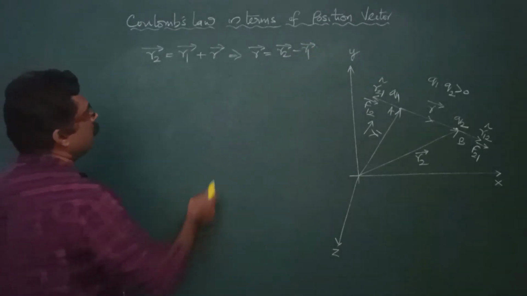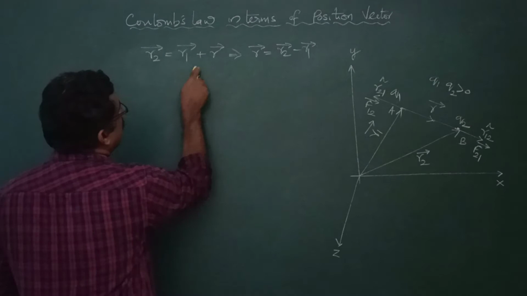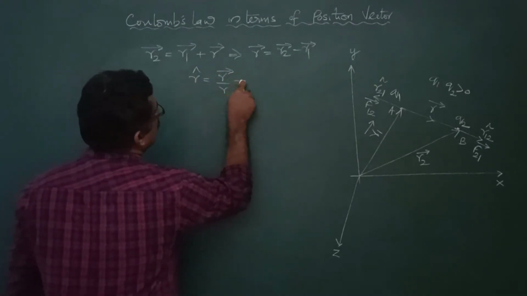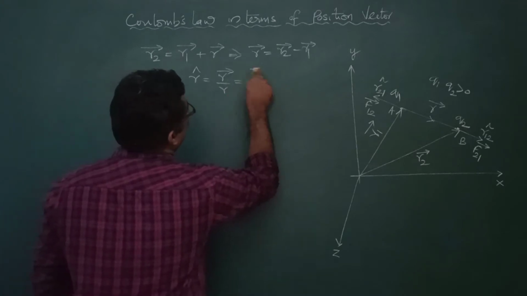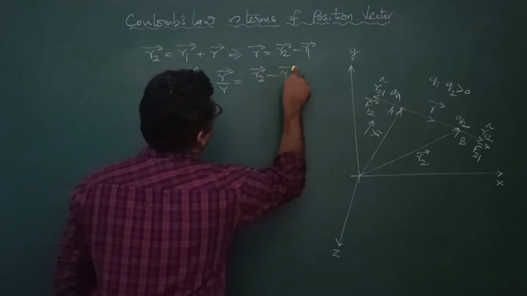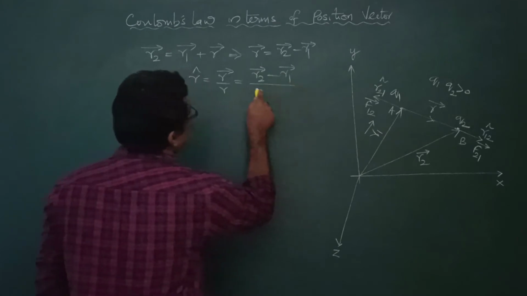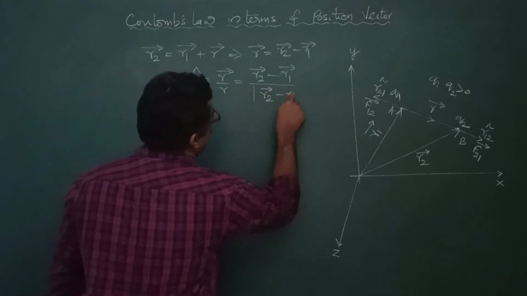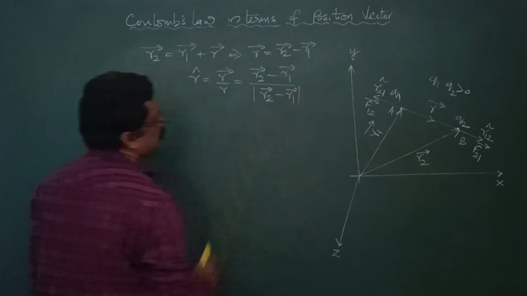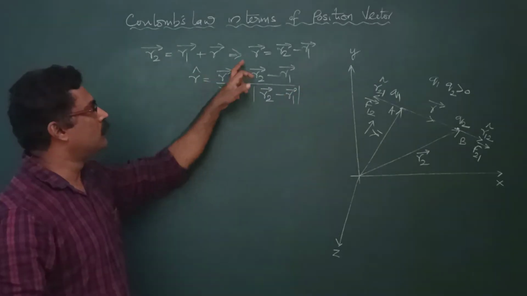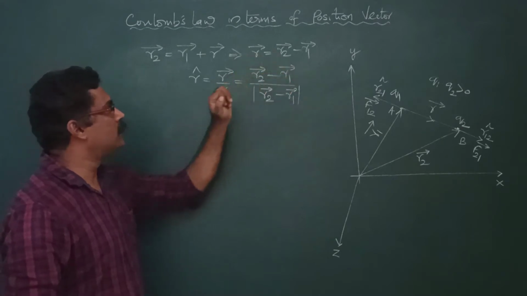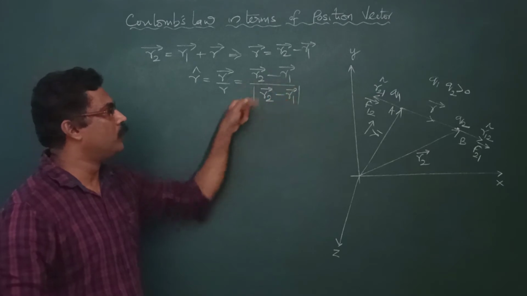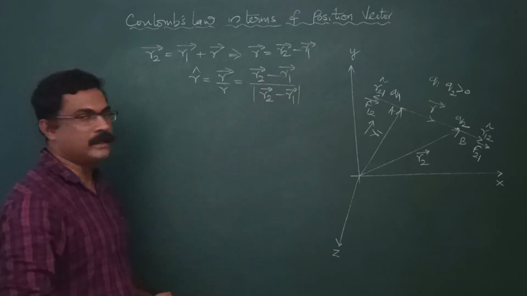Okay, similarly you can write r cap is equal to vector r divided by r, that is equal to r2 vector minus r1 vector divided by modulus of r2 vector minus r1 vector. So in terms of position vector, r vector is equal to r2 minus r1 vector, and r cap is equal to r2 vector minus r1 vector divided by modulus of r2 vector minus r1 vector.